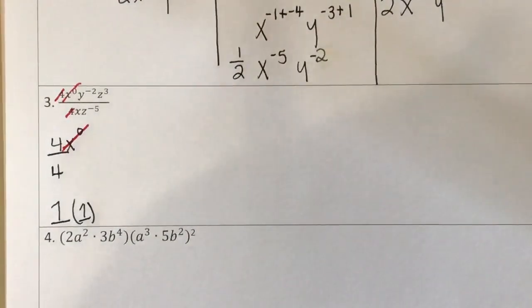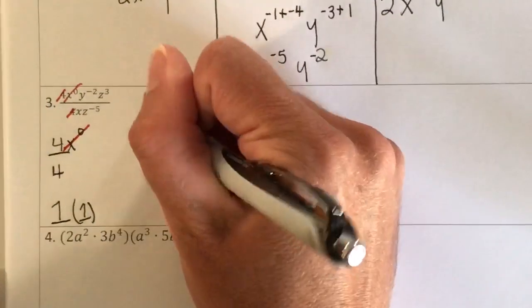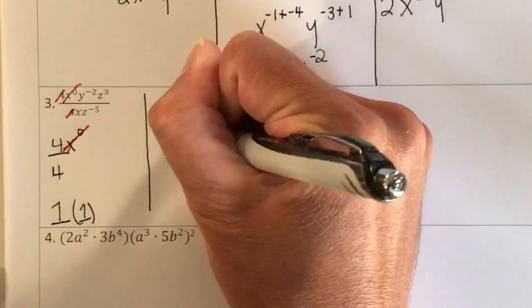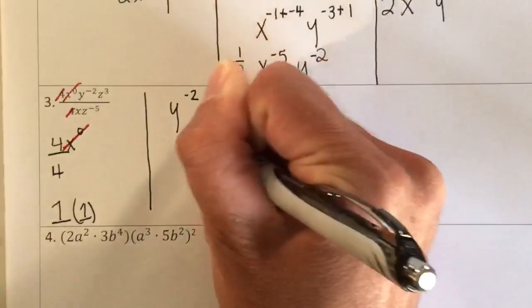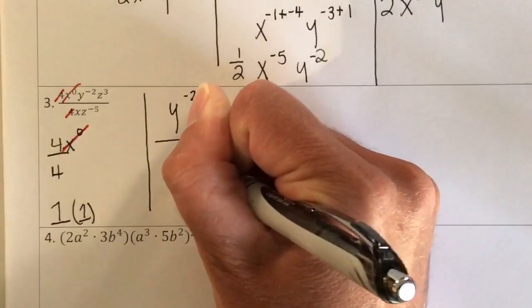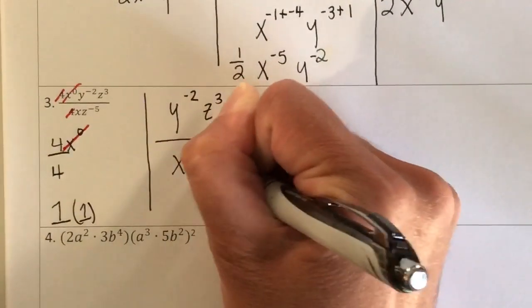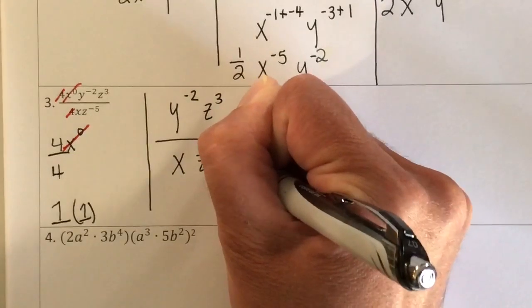So what does that leave me with? What do I have remaining? So now I have a y to the negative 2 on the top, a z to the third on the top, and on the bottom I have an x and a z to the negative 5.